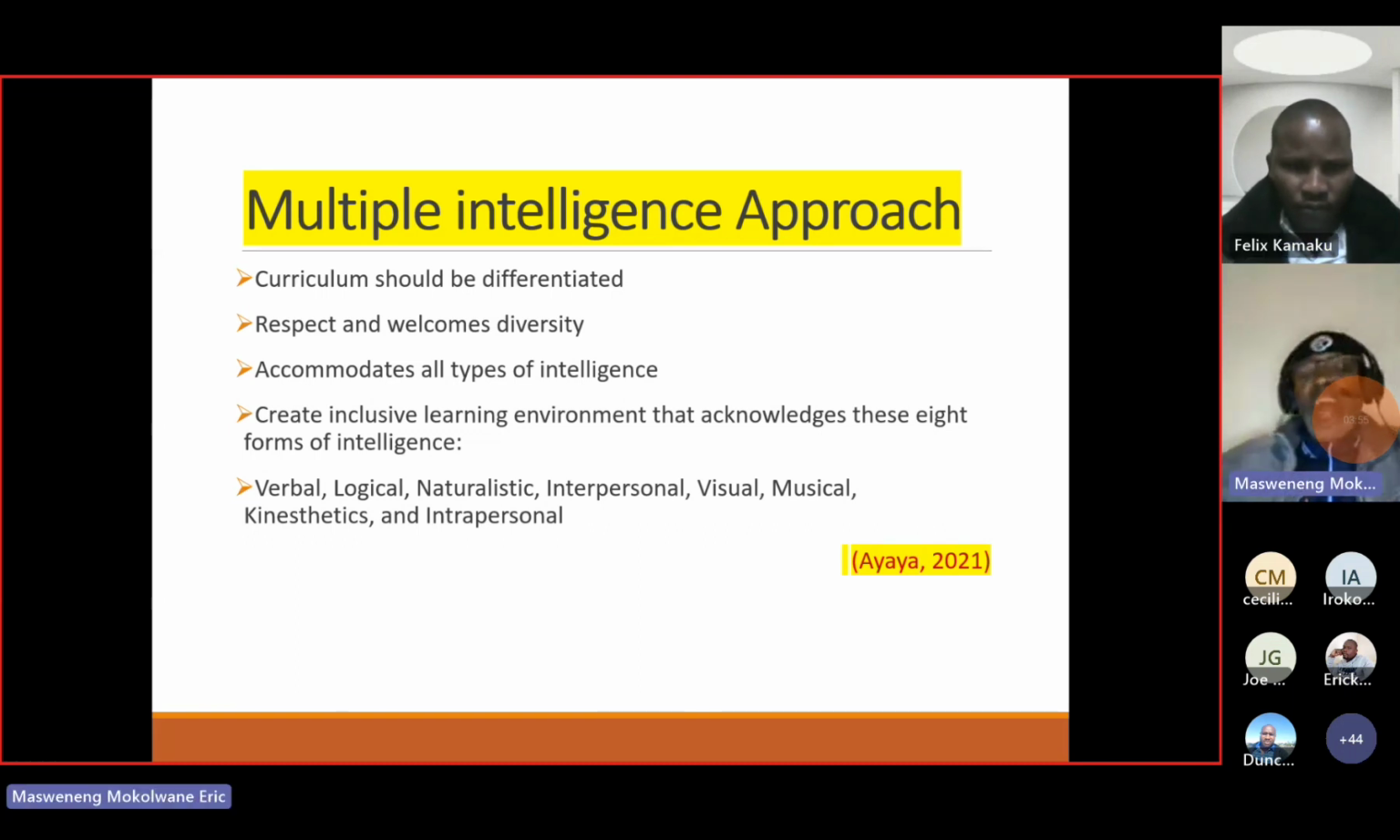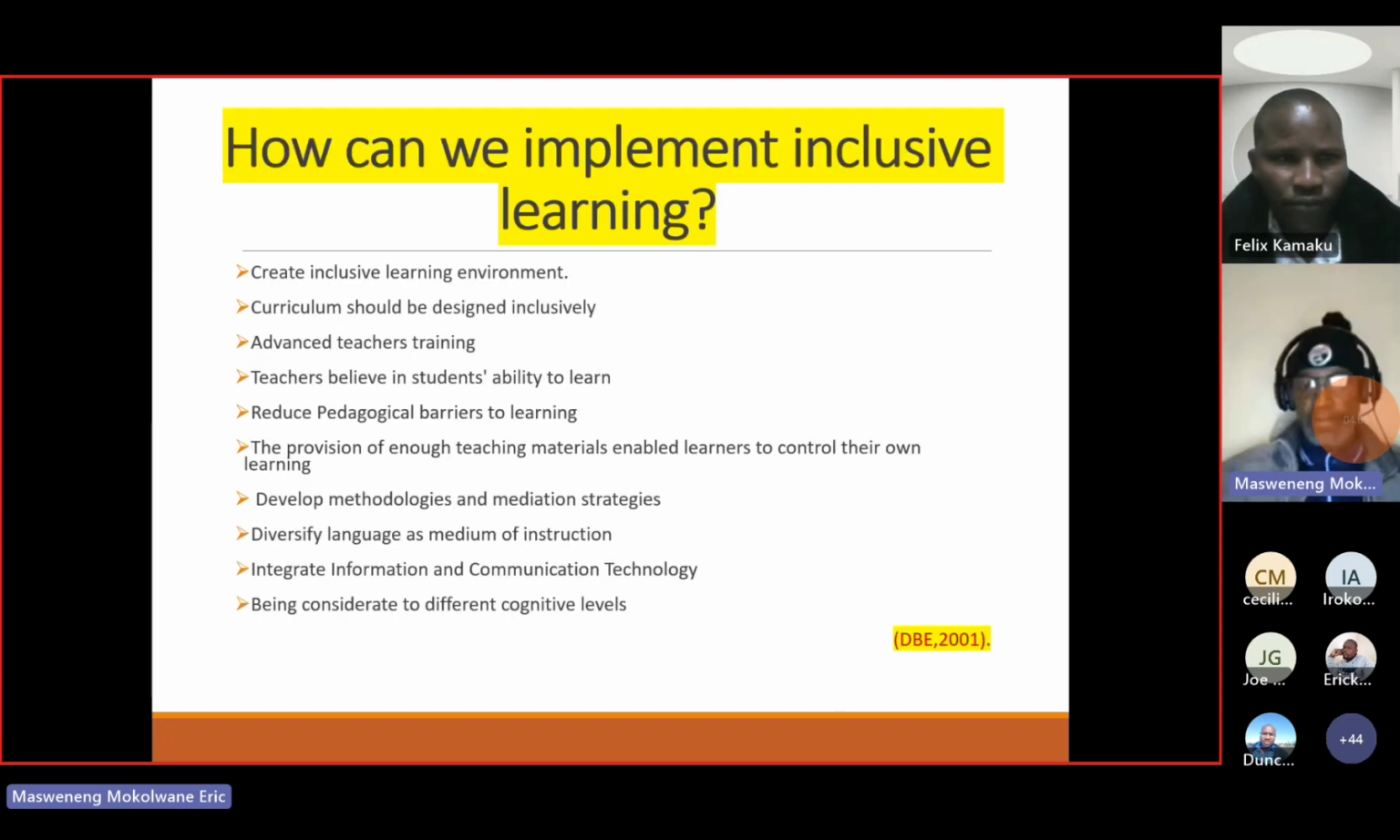Well, we should create an inclusive learning environment that acknowledges these 8 forms of intelligence, such as verbal, logical, naturalistic, interpersonal, visual, musical, kinesthetic, and intrapersonal. Now, how can we implement inclusive learning? How do we do that? Create an inclusive learning environment. And curriculum should be designed inclusively, should accommodate everyone.